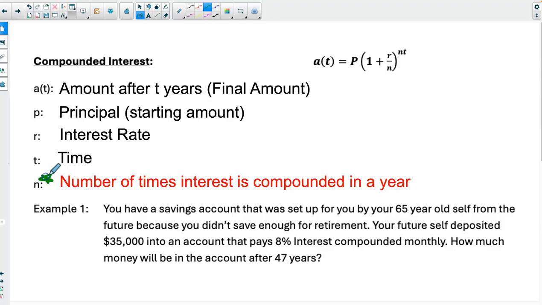This is the new piece. So number of times interest is compounded in a year. Everything else is the same. You don't have to write what's in the upper right corner. Just write the words down.